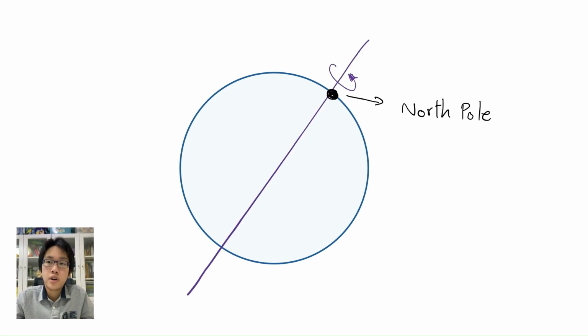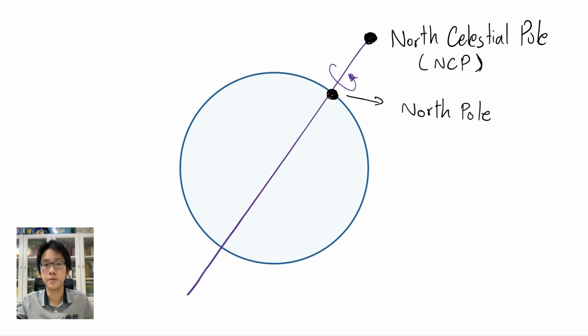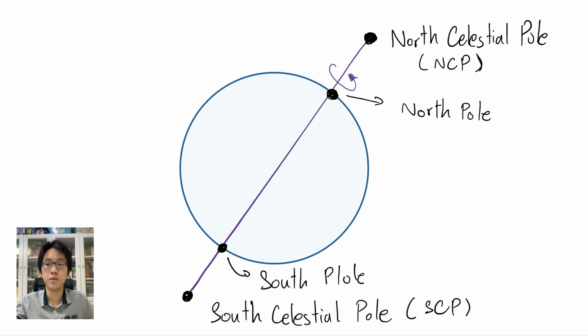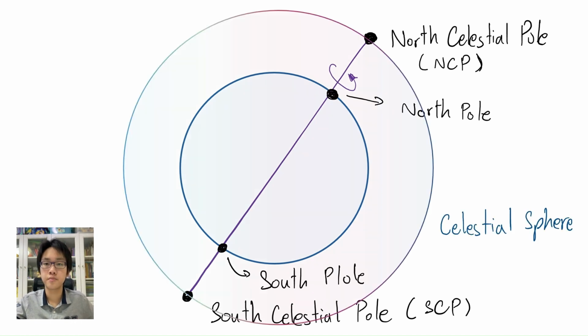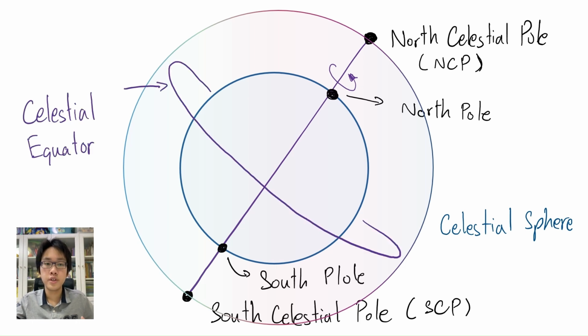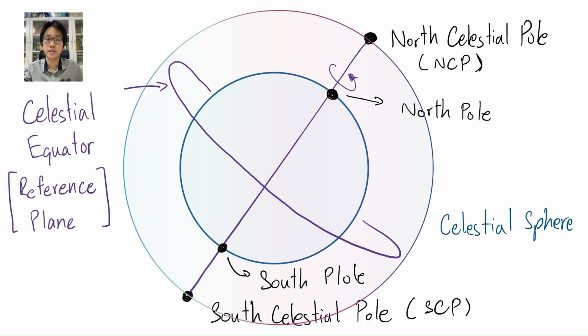Next, let's move from the model to something more detailed. Let's assume this circle is the Earth. So the Earth has its own rotational axis, and up above there is the North Pole. Just above the North Pole is called the North Celestial Pole, or NCP. And just below the South Pole is called the South Celestial Pole, or SCP. These two points, NCP and SCP, are aligned on one sphere called the celestial sphere. And that purple line is called the celestial equator, which could also be called the reference plane.